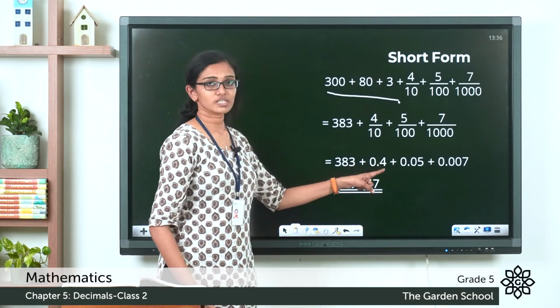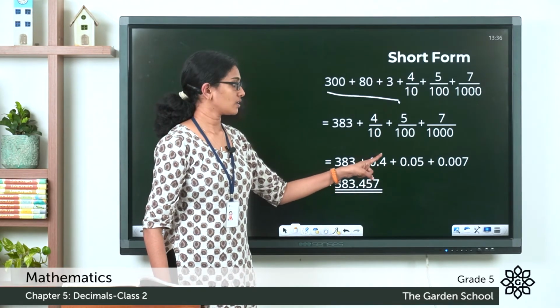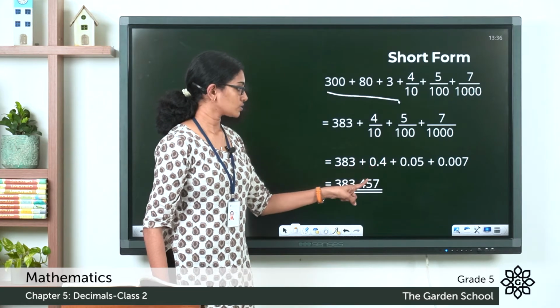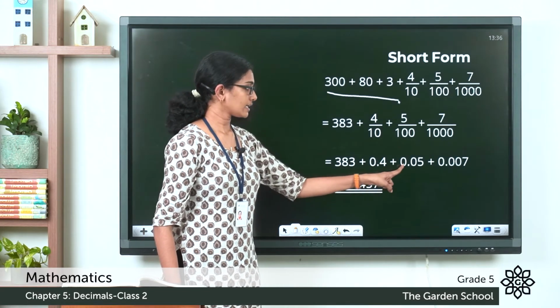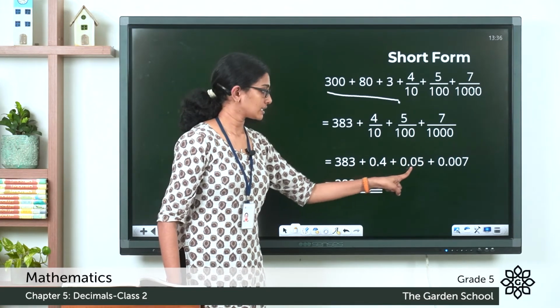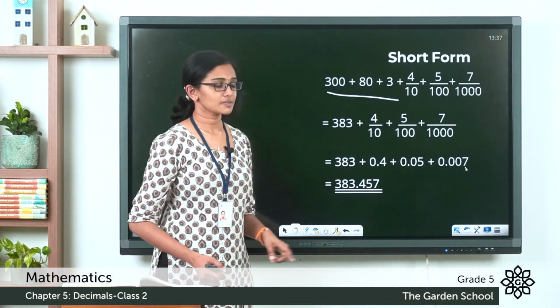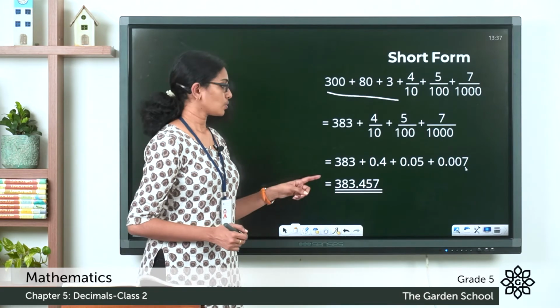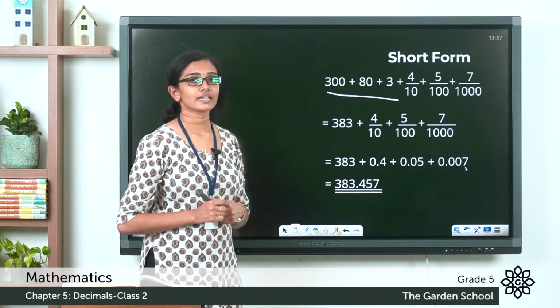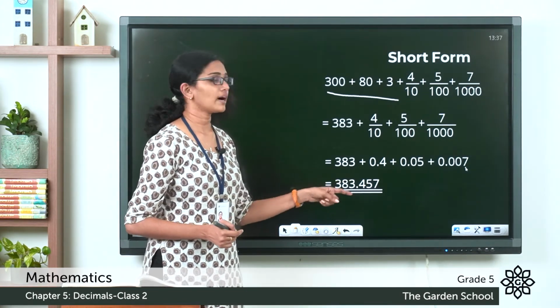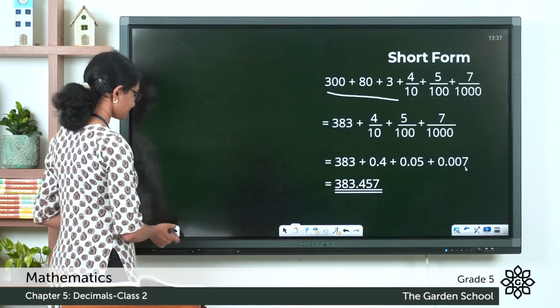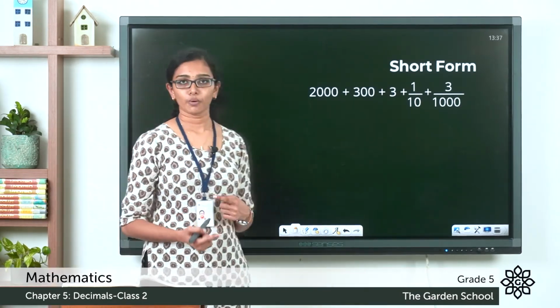We put the decimal point, and after the decimal point what should come? 0.4. So which is the digit in the tenths place? It is 0.4, so we write that 4 here, and in the hundredths place what should come? This 5 should come, and the thousandths place has 7. So our number would be 383.457. Clear?